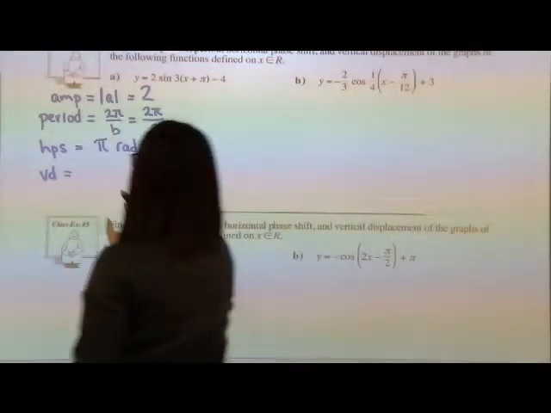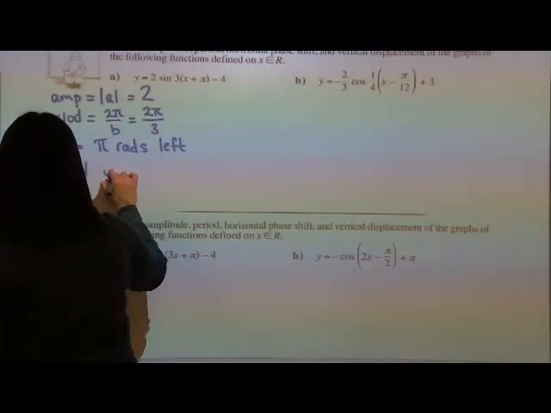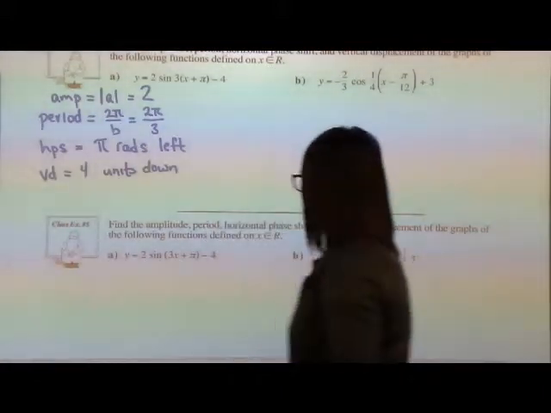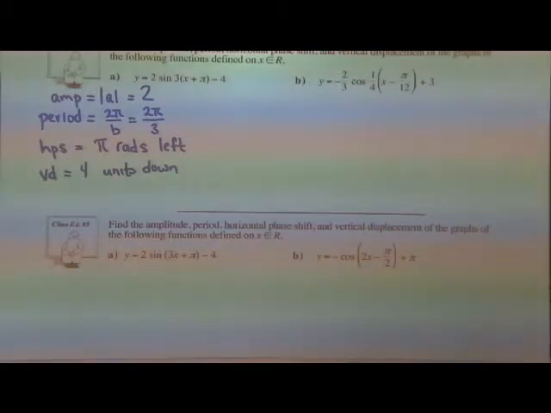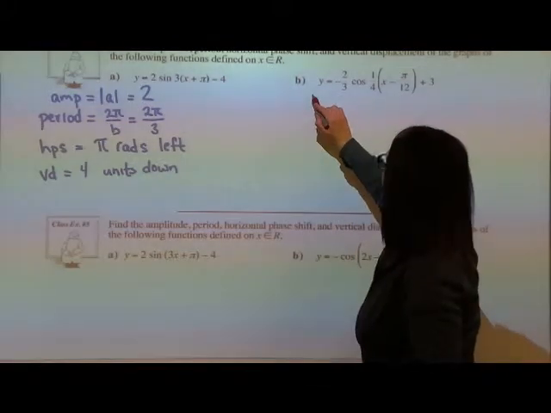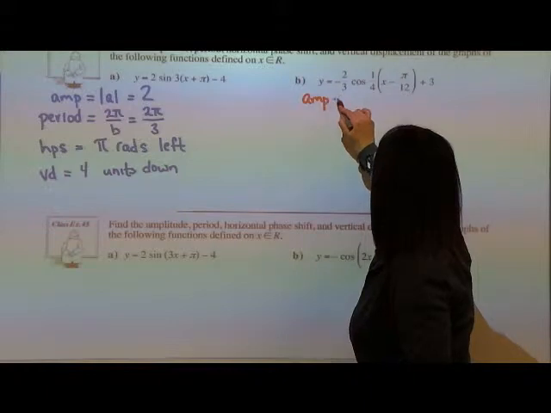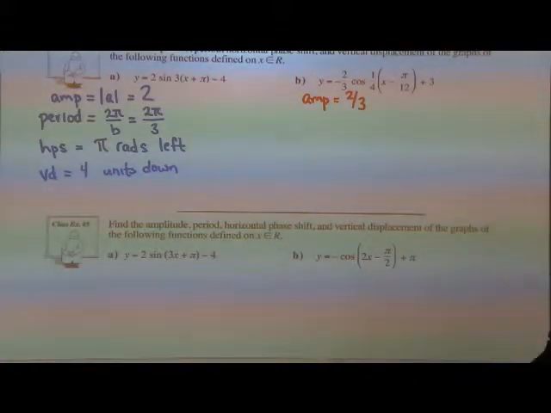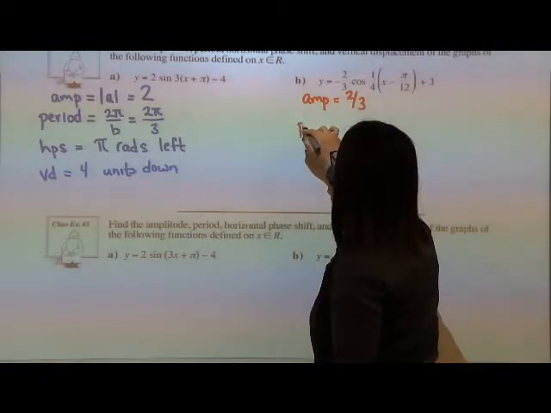4 units down. Okay, they give you a couple of minutes and I want you to try to do B. So what is the amplitude of this function? Because amplitude's neither negative or positive. Okay, what about the period?